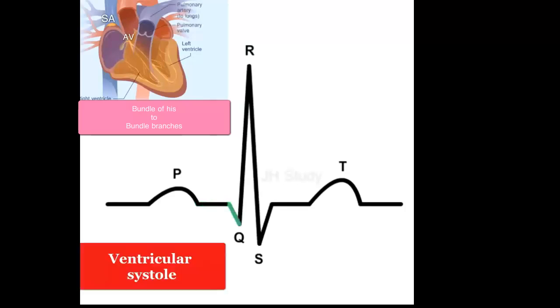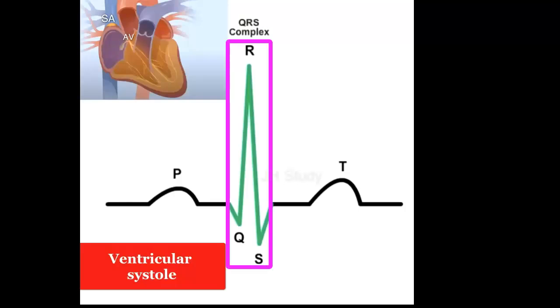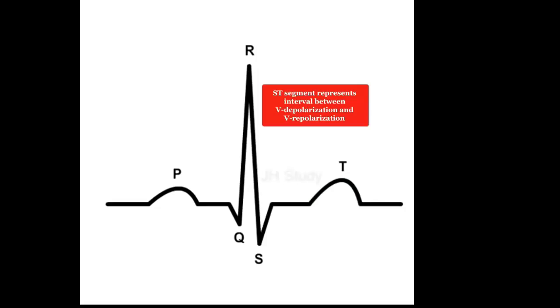The signal spreads over ventricular myocardial muscles, resulting in ventricular depolarization followed by ventricular contraction. The ventricular depolarization and systole events are represented by the QRS complex. The atrial repolarization event is also hidden in this complex.